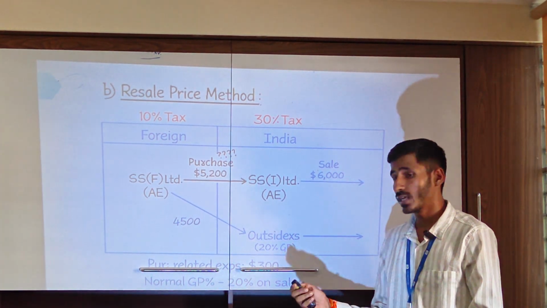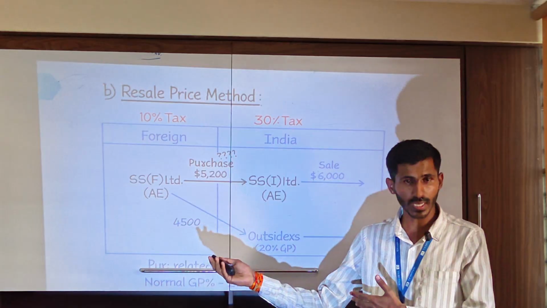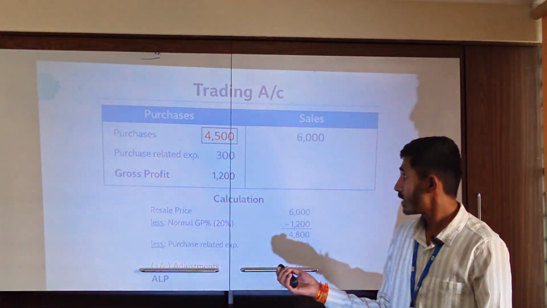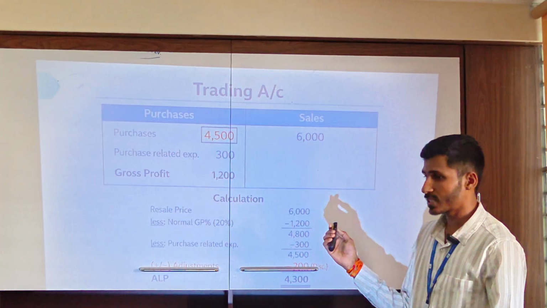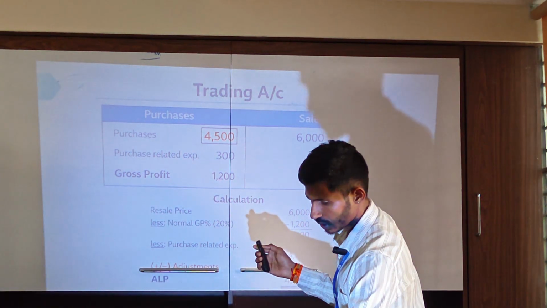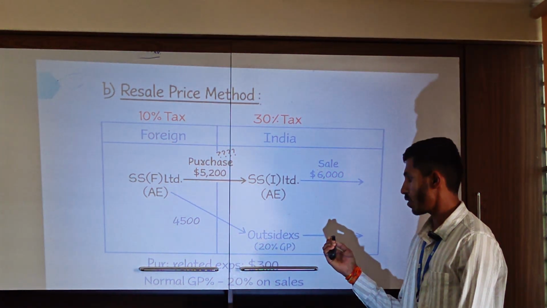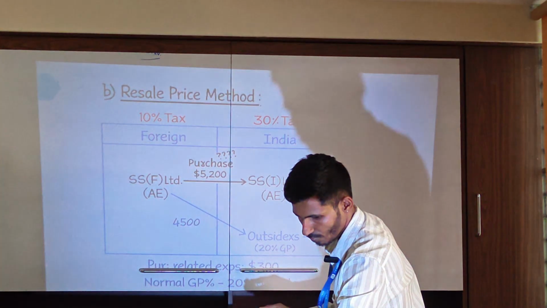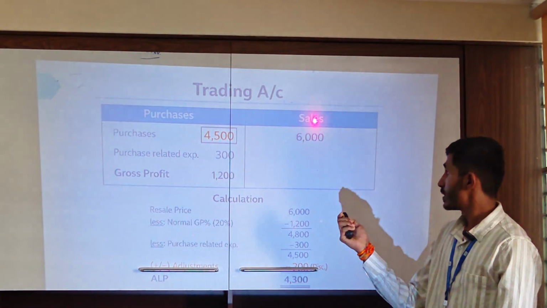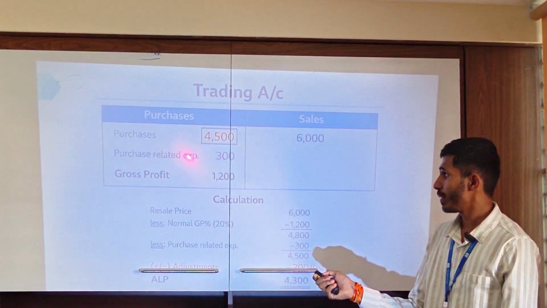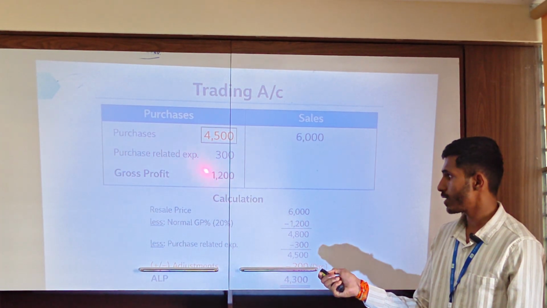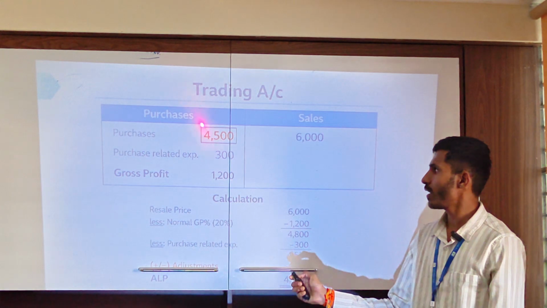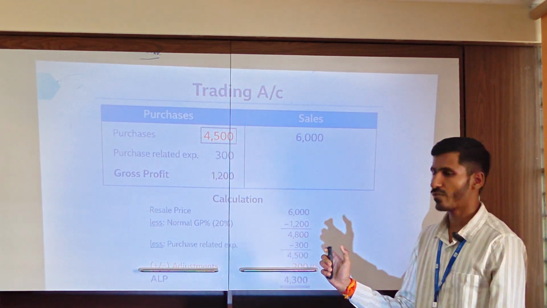So this gross profit, the assumption is that it is the same for all the dealers. Now, for ease of understanding, see, if sales is $6,000, here we will take this $6,000, purchase related expense and GP percentage. Sales is $6,000, purchase related expense is 300, and GP percentage I have calculated as 1,200. So we have arrived at the purchase value 4,500.